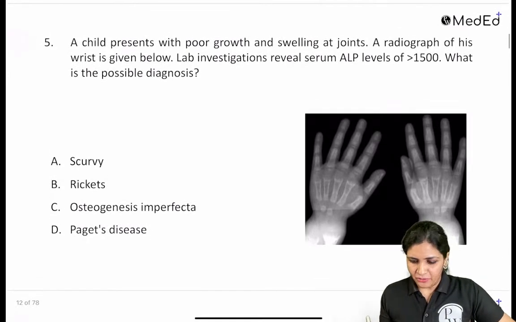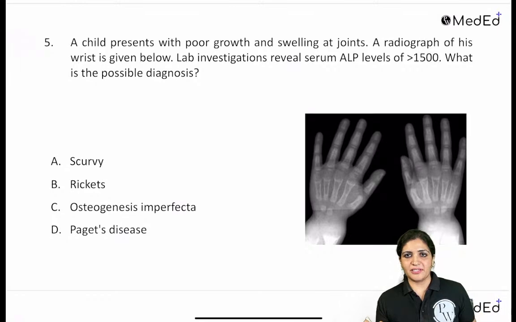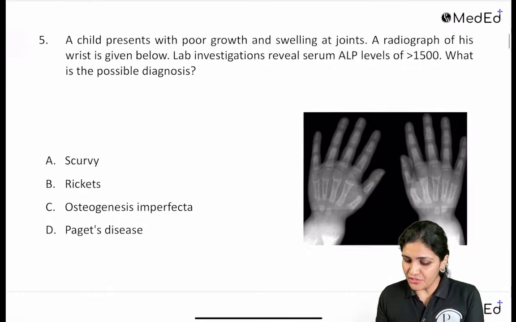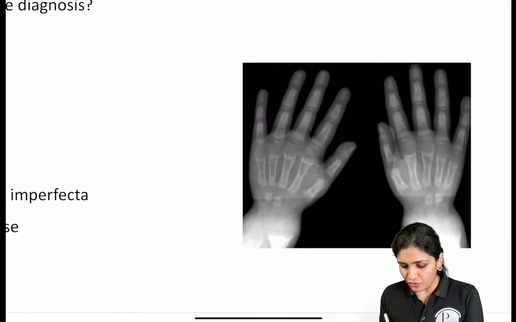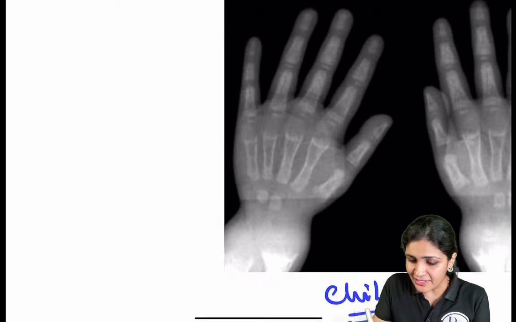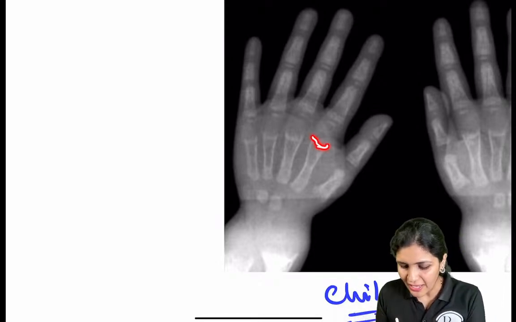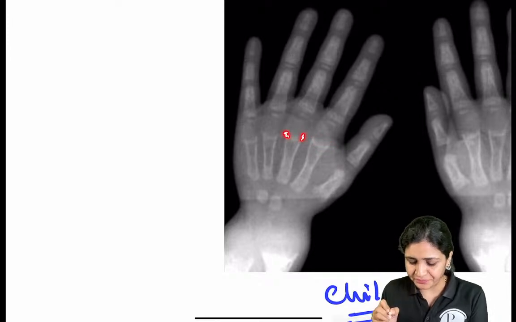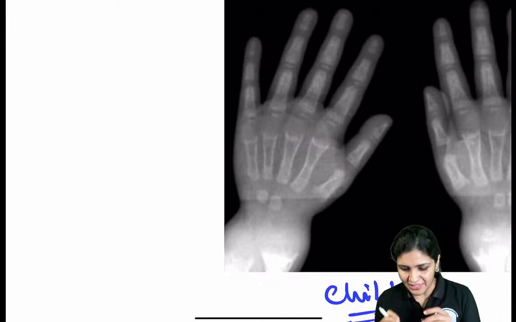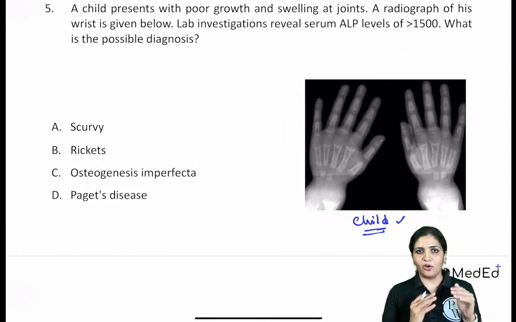So what is the possible diagnosis? It could be scurvy, rickets, osteogenesis imperfecta, or Paget's disease. Coming to this particular image of a child, if you see the bones, the metacarpals, there are certain radiographic features: cupping, and fraying and splaying. This is classical of rickets. This is not scurvy, osteogenesis imperfecta, or Paget's disease.